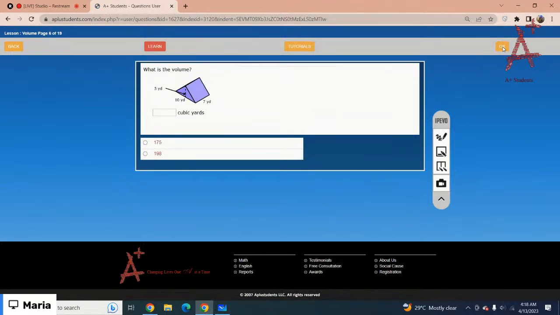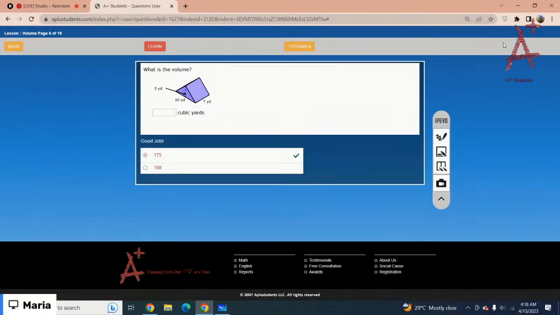Okay, what is the volume? It would be a triangular prism, half times base times height. Got it? So it would be 7 times 5 is 35, 35 times 10 is 350, and 350 divided by 2 is, yes, that is 175. So the correct option is 175.